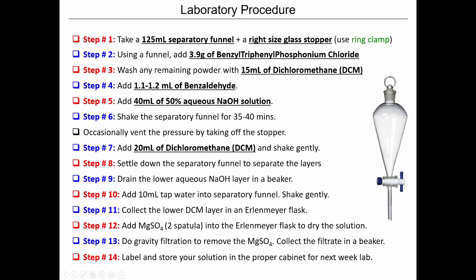To make sure that we remove any water that might be in our product, we dry our product using that magnesium sulfate. We mix it together, and then using gravity filtration, we remove the magnesium sulfate and just collect a pure stilbene product. So that would be the entire procedure to synthesize stilbene.